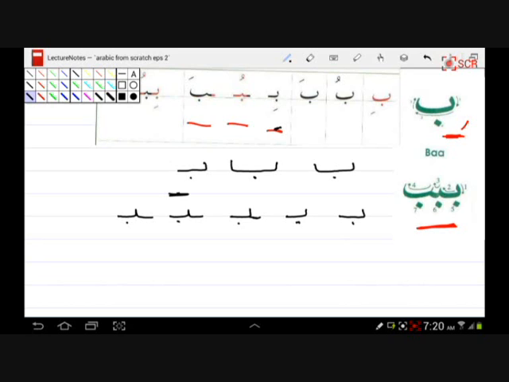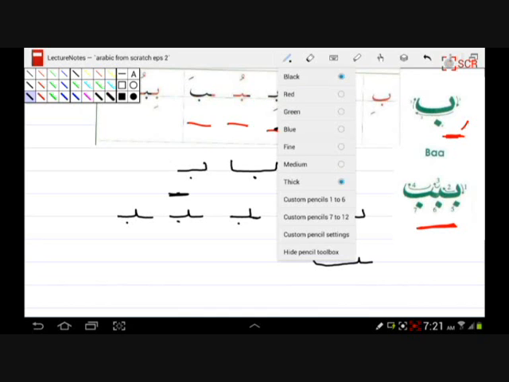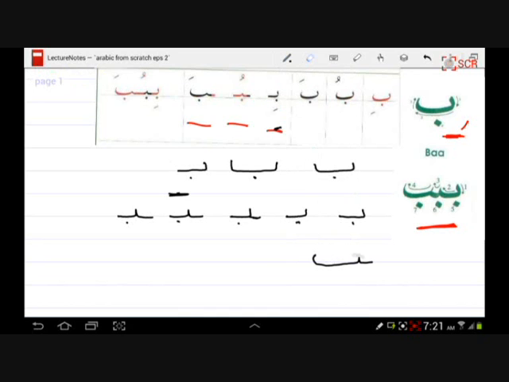Now the last one is the final position, the form, or the shape, how it's shaped in the final position. Now if it's connected like this, and then I'm going to make it like this. So that actually doesn't look so good. Let me erase it. There you go.